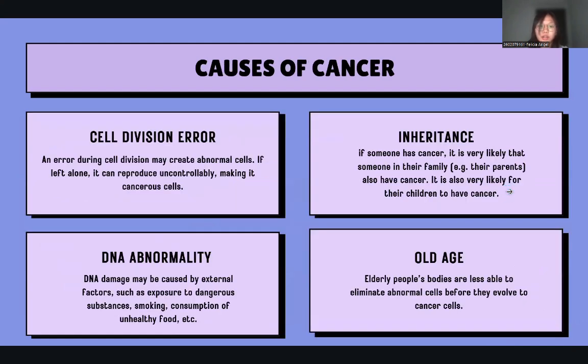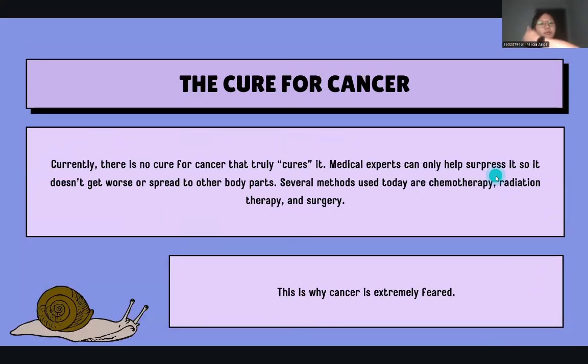Several causes of cancer are, first of all, cell division error. Second of all, they could be inherited from the parents or ancestors. Third, DNA abnormality from external factors such as smoking. And finally, old age. The thing that makes cancer so terrifying is that cancer does not have a cure that truly gets rid of it. Medical experts can only suppress it using several methods, most commonly chemotherapy, radiation therapy, and surgery.